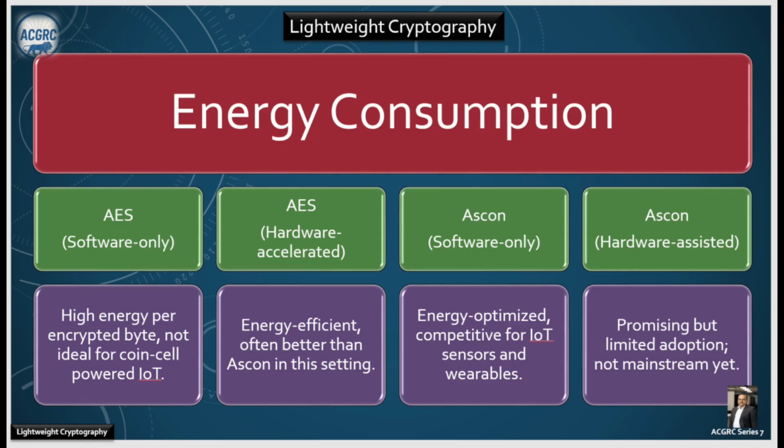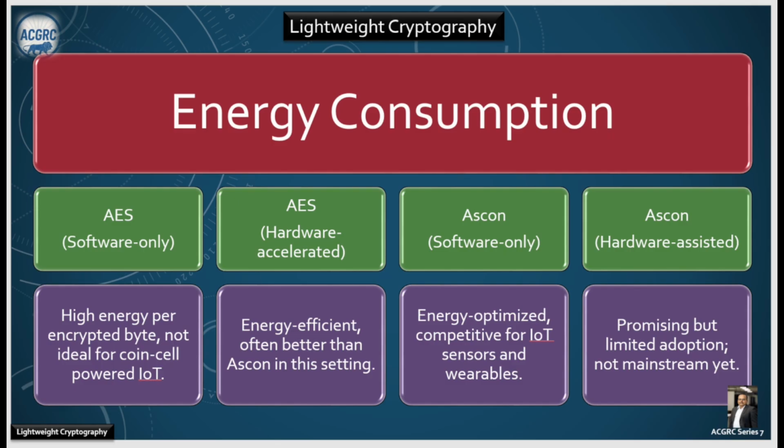From an energy consumption perspective, when AES is running on software only, it requires high energy per encrypted byte. It's not ideal for, say, coin cell powered items. What is a coin cell? Well, if you remember, your watch requires a cell, a battery which is coin shaped, the small ones. When you're running AES, it will just drain your battery that much faster.